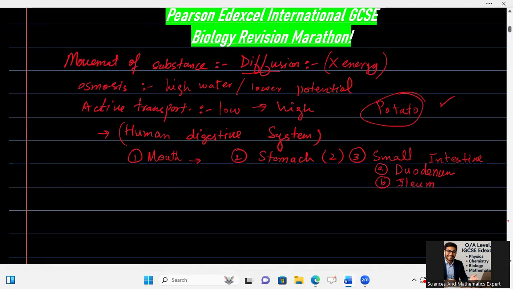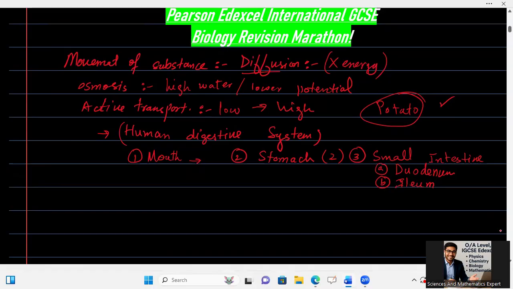So the duodenum is the part of the small intestine. From the liver, the bile juice stored in the gallbladder neutralizes the stomach acid and emulsifies the fats, which increases the surface area. And the pancreatic enzyme amylase is released here in the duodenum part of the small intestine.